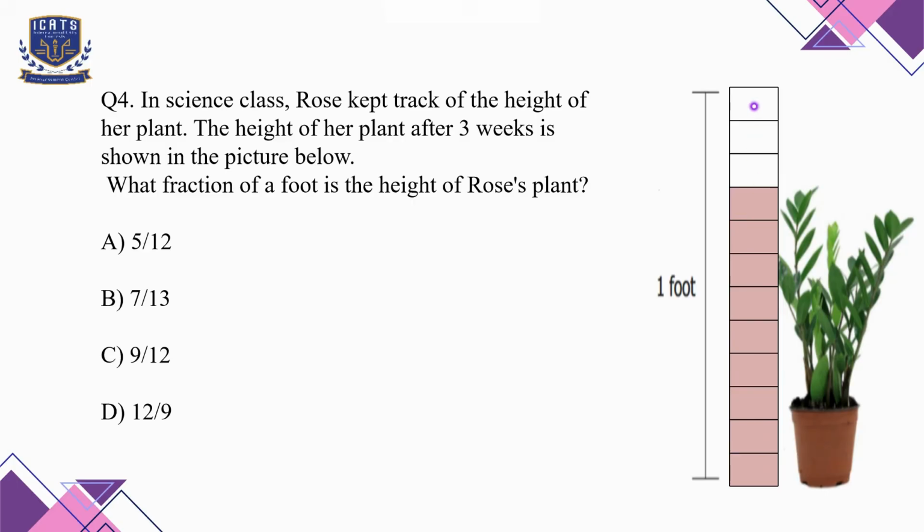11 and 12 boxes which are part of a foot. So the height of the Rose plant is highlighted with these pink boxes. So let's count the number of pink boxes. 1, 2, 3, 4, 5, 6, 7, 8 and 9. So out of 12, 9 parts are shaded. So we can say the height of the Rose plant is 9 by 12, which is our option C.